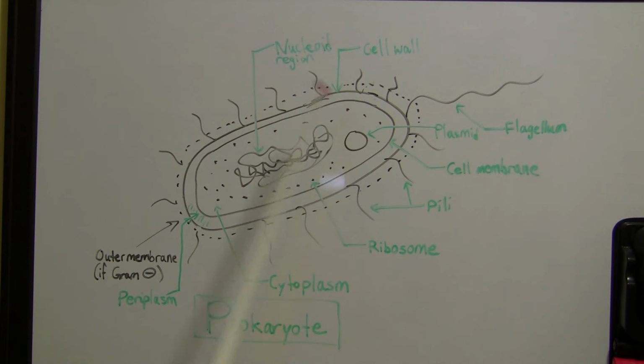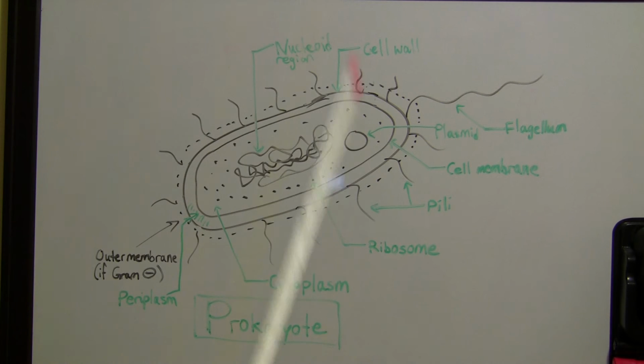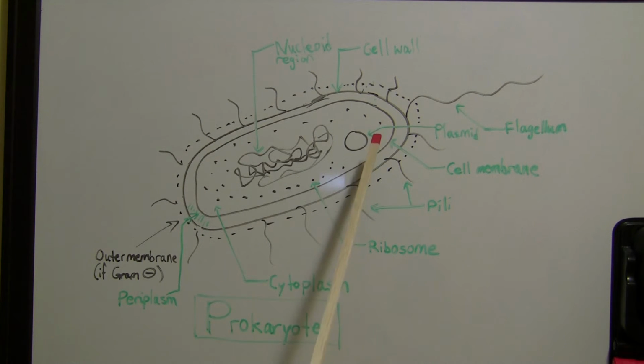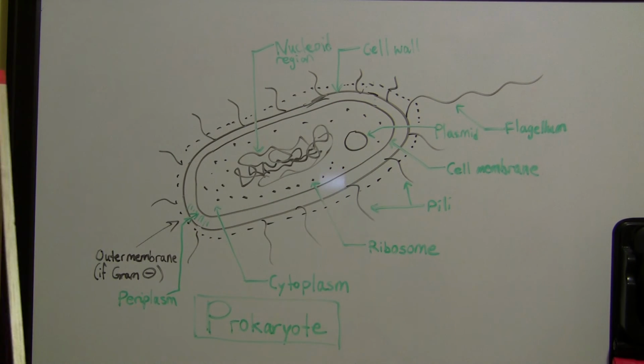And now we have the plasmid here. This is a piece of DNA that carries non-essential, or sometimes essential, genes. For example, it could be genes for antibiotic resistance. So this is an extra gene. Actually, they are able to replicate on their own. So that's the beauty of having a plasmid.